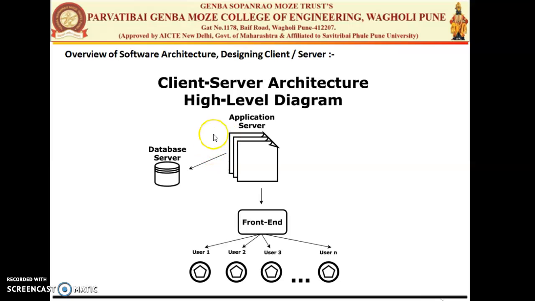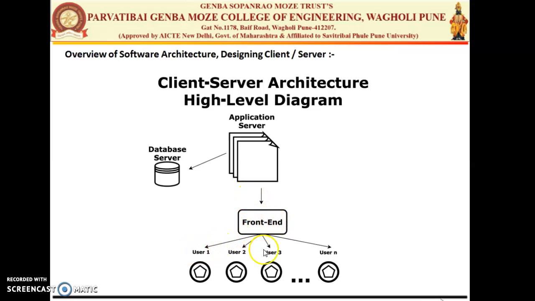So you can see, as we have always seen this diagram multiple times. If you go for 3-tier architecture, the same diagram will be there. If you go for the client server architecture, the same diagram is there. You can see here the multiple n numbers of users who can interact with the system through the front end, or we can say UI layer. So the different users interact with the system through the front end.